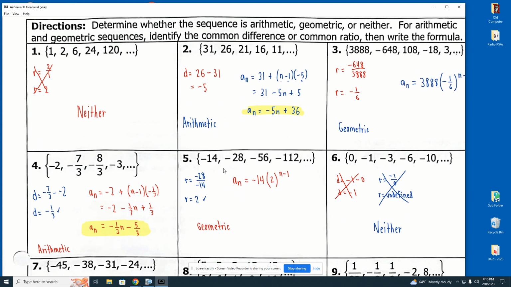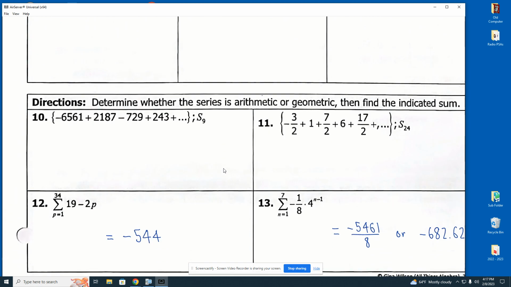Your common ratio is 2, so you can see your equation there. And then number 6, I tried both. I tried to subtract: 1 minus 0 is negative 1. Nope, it's not going down 1. I tried a common ratio. Well, we're not allowed to divide by 0, so that's undefined. So it was neither. Okay? So pretty easy section. Let's move on down.